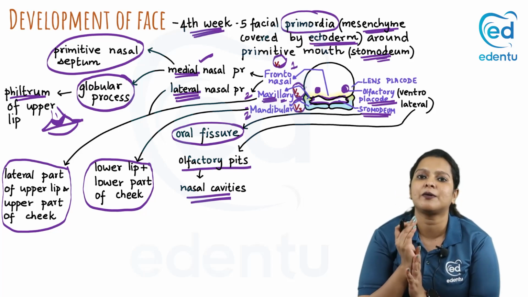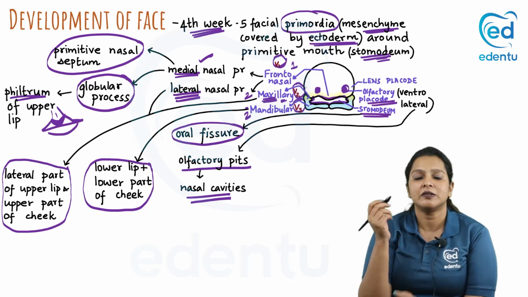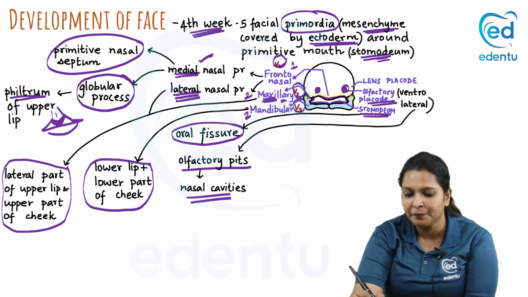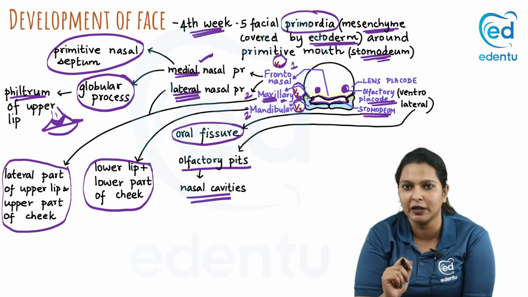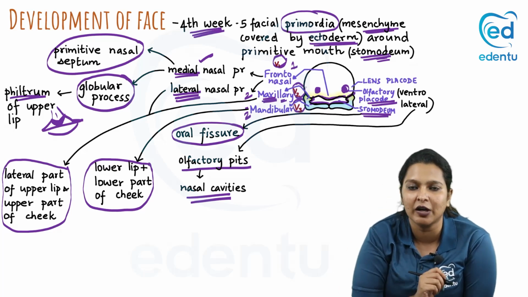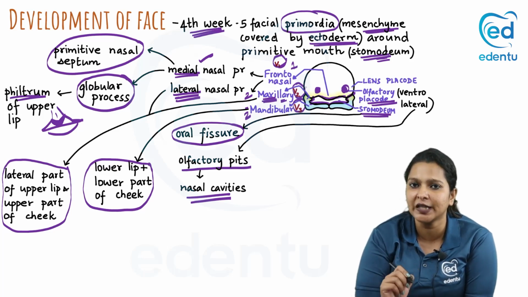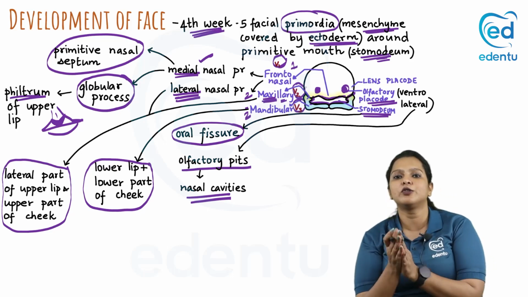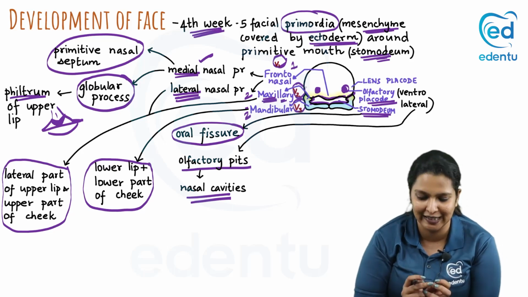The lateral nasal process will join together with the process on the side, that is the maxillary process. The joining part between the lateral nasal process and the maxillary process, that junction, if it does not fuse properly, then it will lead to a defect called oblique nasal defect or the oblique facial cleft. Okay, if the lateral nasal process does not fuse with the maxillary process, it is called oblique facial cleft.